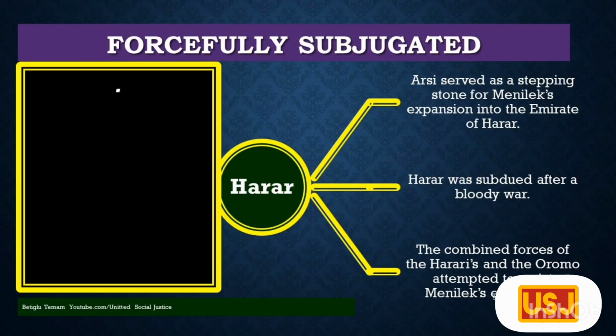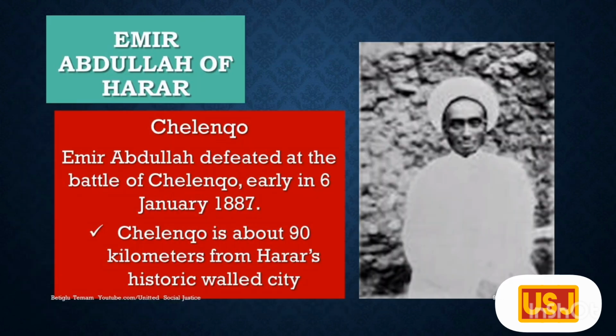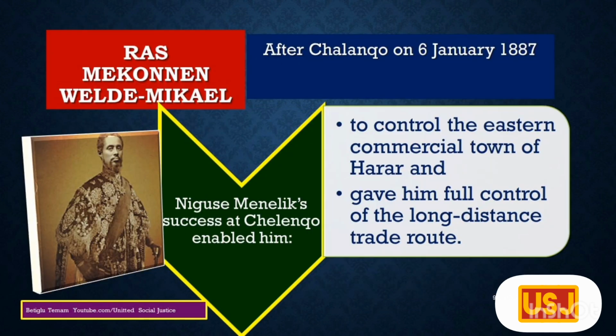The Emirate of Harar was subdued by the forces of Shua under Menelik after a bloody battle fought between the armies of Menelik and Emir Abdullahi at a place called Chelenqo on January 6, 1887. His success at the Chelenqo battle enabled Negus Menelik of Shua to control the eastern commercial town of Harar and gave him full control of the long-distance trade route.